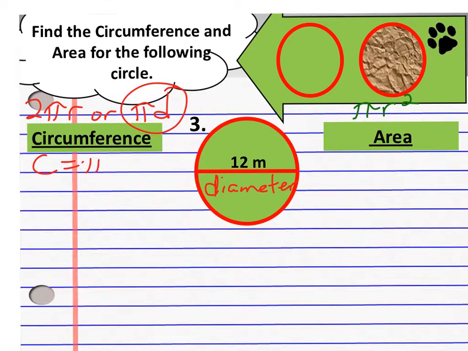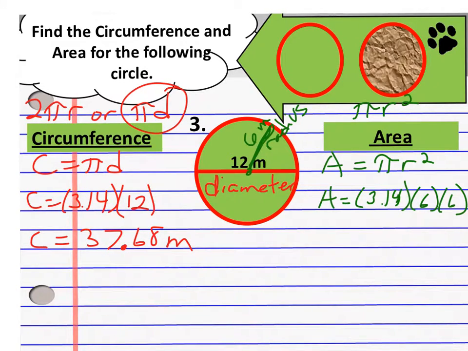C equals pi d. C equals, next line, 3.14 for pi, and the diameter in this one is 12. Go ahead and start filling in your final answer. 12 is on your cheat sheet. 37.68, and that is meters. Okay, remember area? You only got the one formula, so go ahead and copy it down. A equals pi r squared.